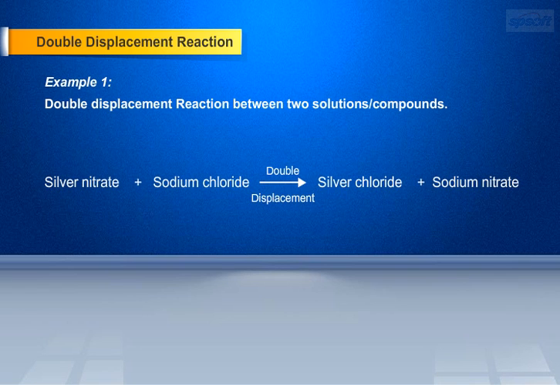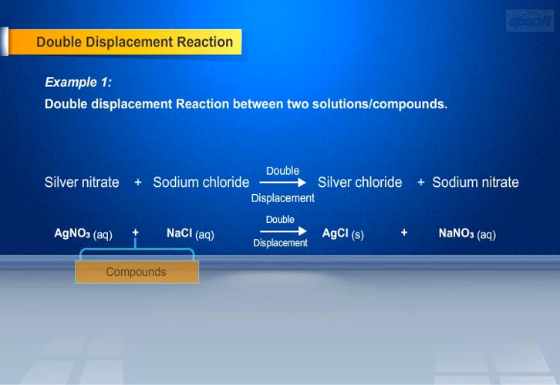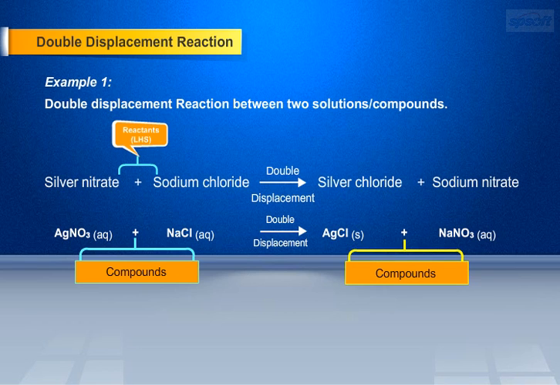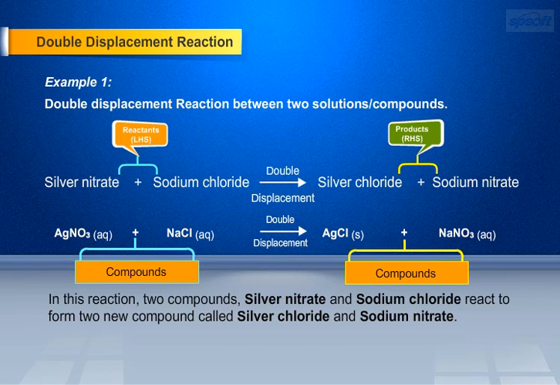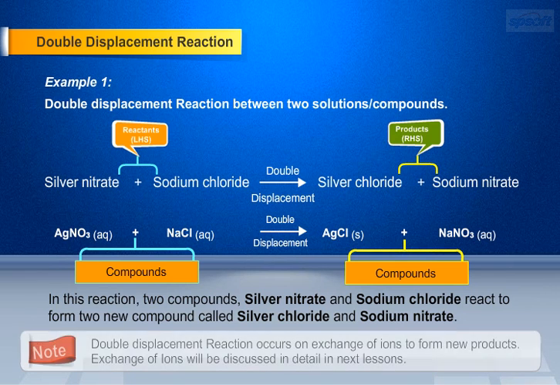Here on the left hand side, silver nitrate and sodium chloride, that are compounds, are called reactants, and on the right hand side, silver chloride and sodium nitrate, which are compounds, are called products. The chemical equation is: in this reaction, two compounds, silver nitrate and sodium chloride, react to form two new compounds called silver chloride and sodium nitrate. Please note that double displacement reaction occurs on exchange of ions to form new products. Exchange of ions will be discussed in detail in next lessons.